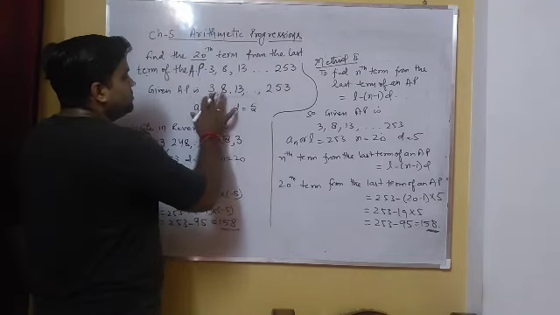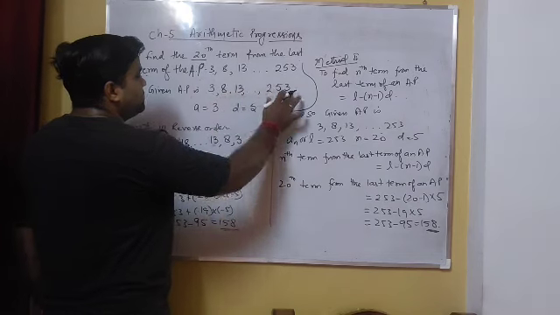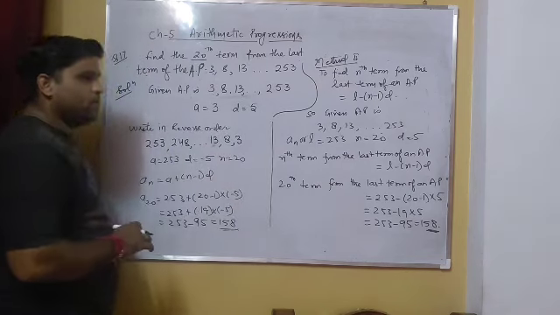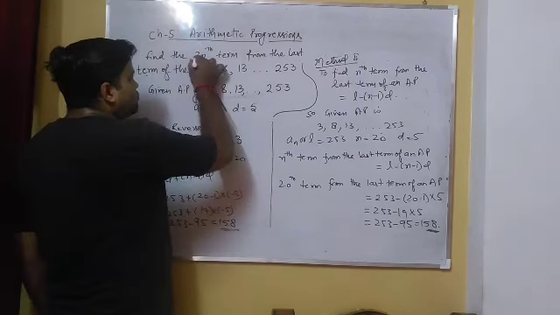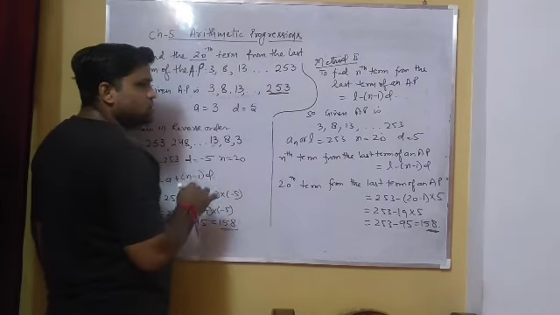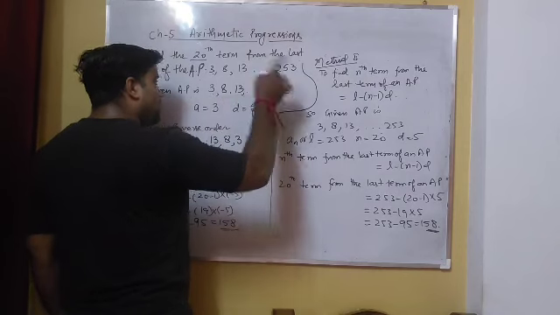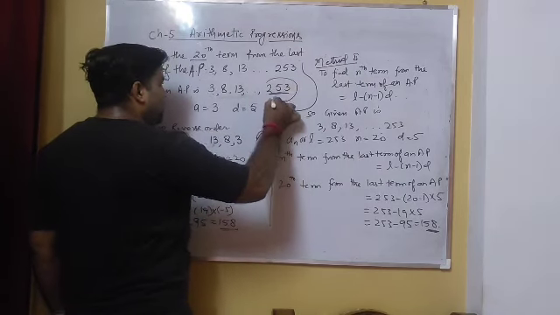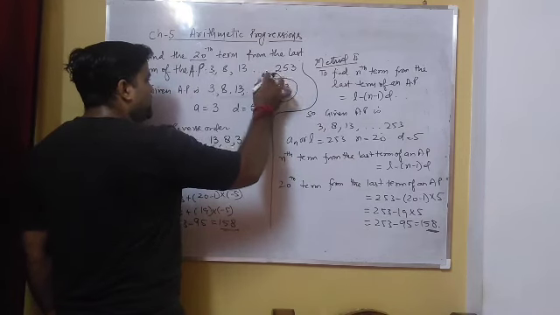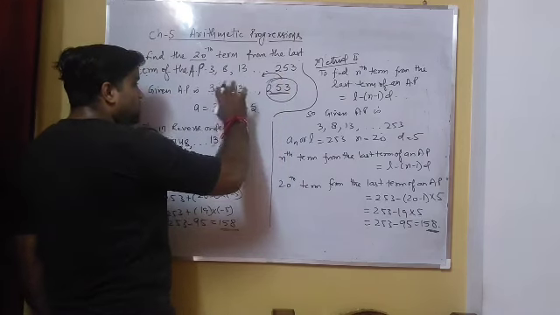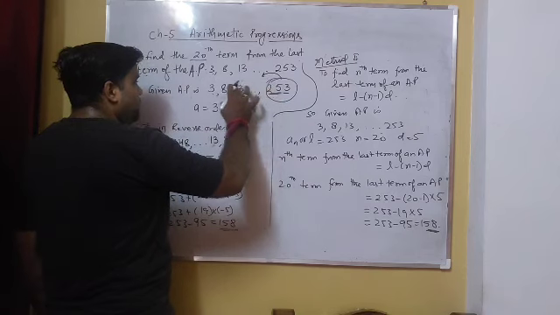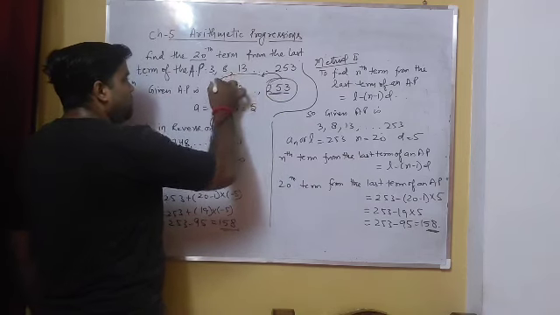Our given AP is 3, 8, 13 up to 253. So here the first term is 3 and the common difference between the terms is 5. Now we have to find the 20th term from the last term of the AP. In that AP our last term is 253. So we have to calculate the 20th term from the last. It means we will start from the last, so we are going in the reverse order. 253 is the first term, 248 will be the second term, and finally we will reach 3.